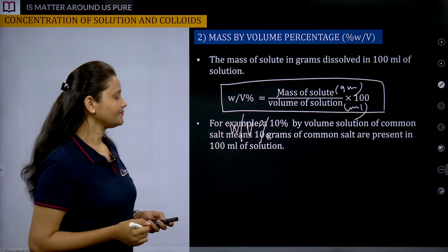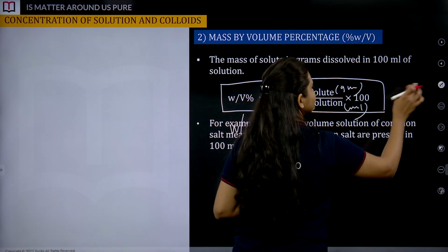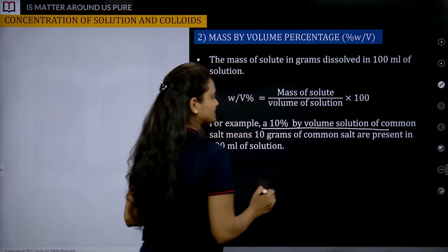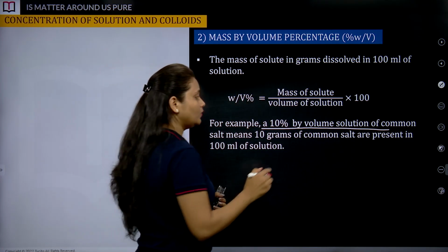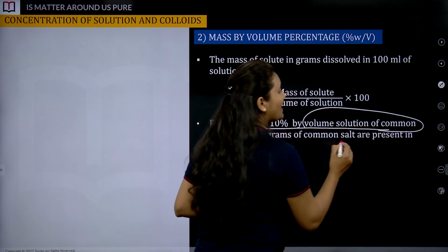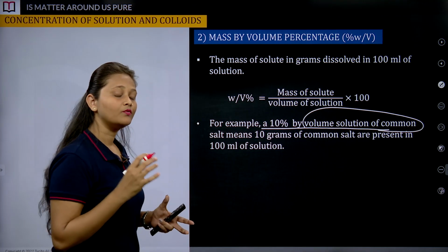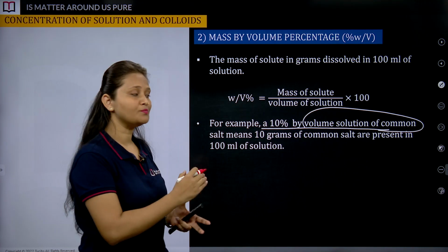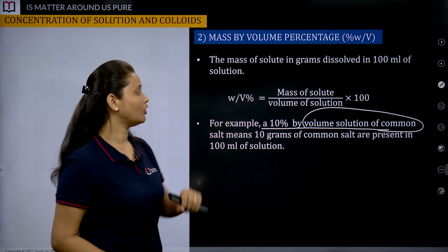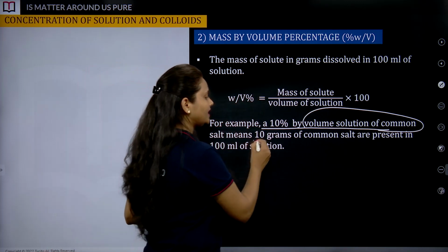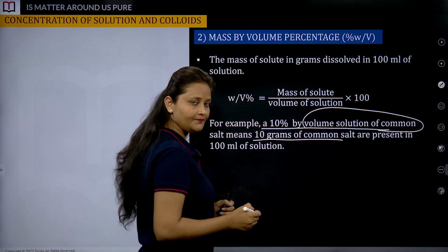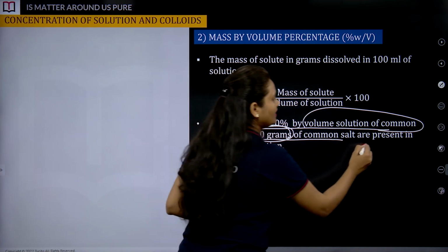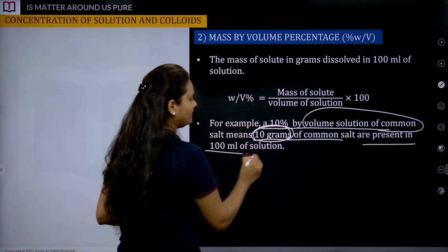Okay. So next example is that if I want to prepare 10% by volume solution of common salt. Here we are focusing on the word by volume solution. Students, by volume, that means the water which we are taking has to be in ml, not in gram. Okay, it's not mass by mass, it's mass by volume percentage. So that means 10 grams of solid salt, the unit is gram, is present in 100 ml of solution.